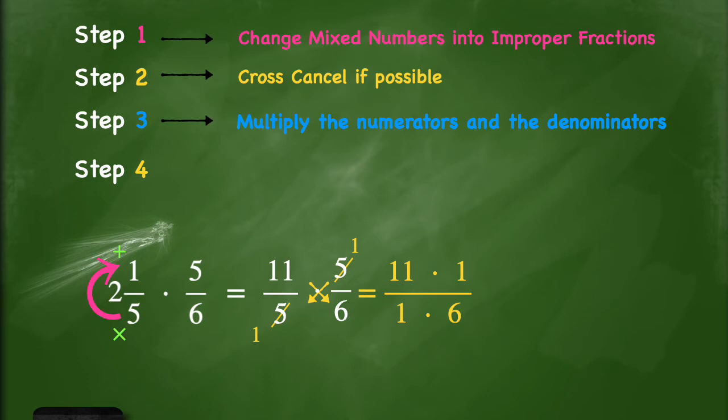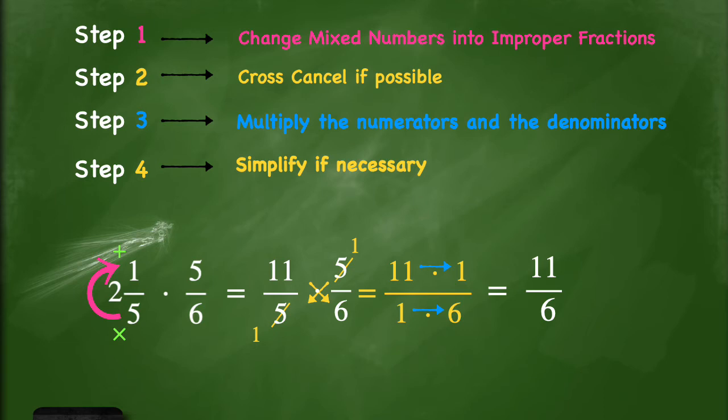So now I'm just going to multiply straight across. 11 times 1 is 11. And 1 times 6 is 6. So now I have the improper fraction of 11/6, which leads us to step 4. Step 4 is simplify if necessary. And when you have an improper fraction, again, an improper fraction is where the numerator is greater than the denominator, then you will always need to simplify.